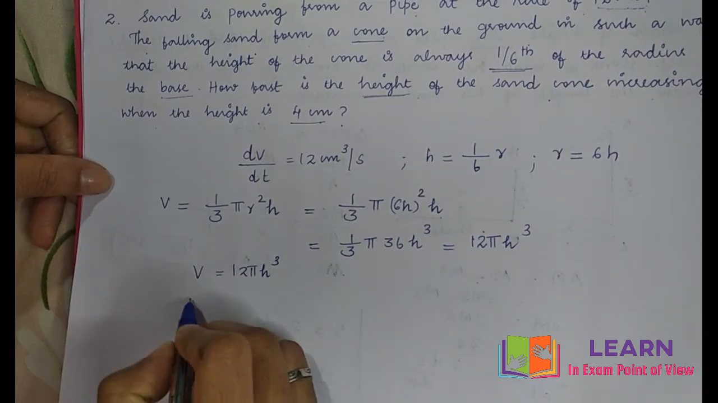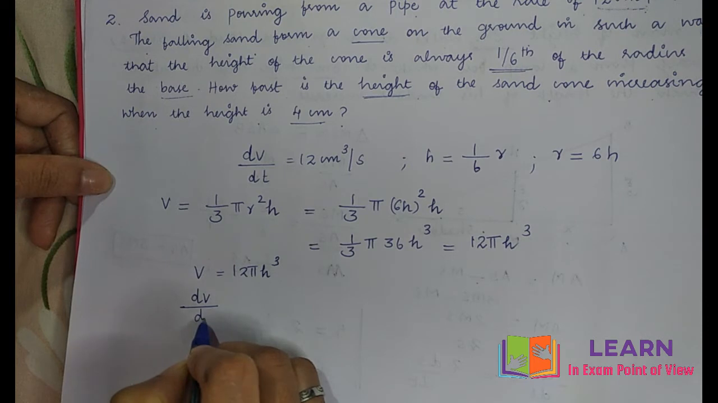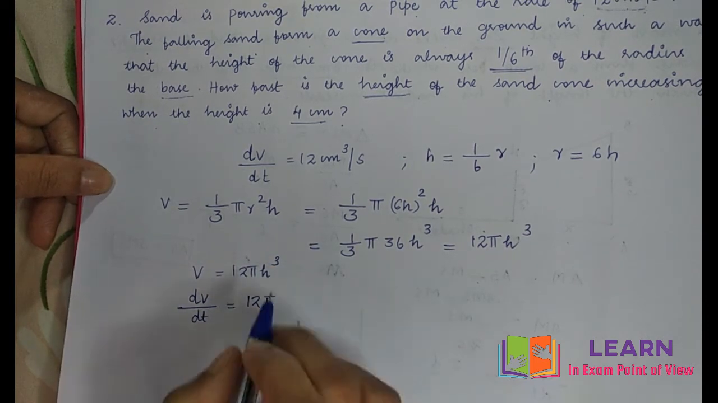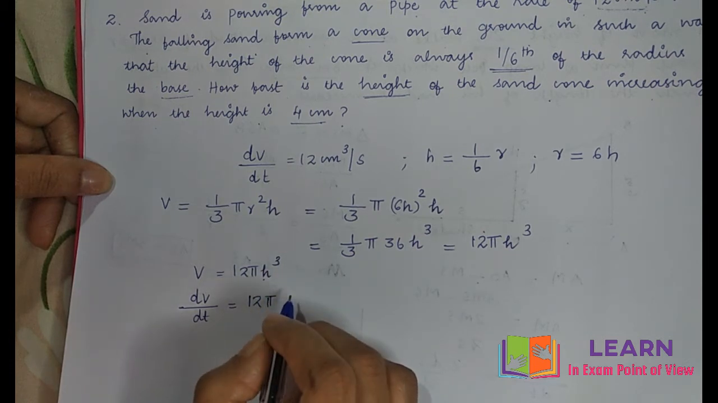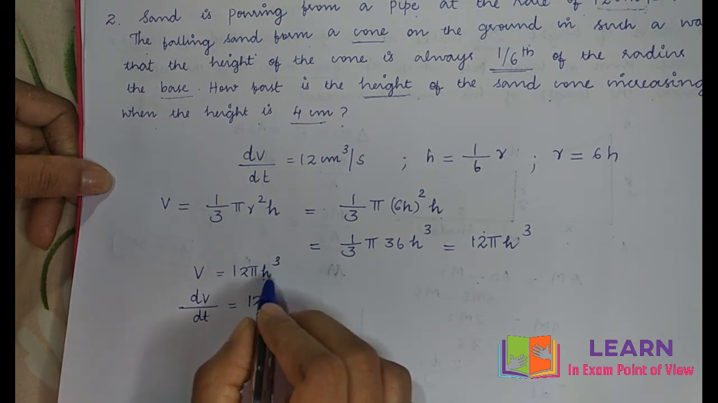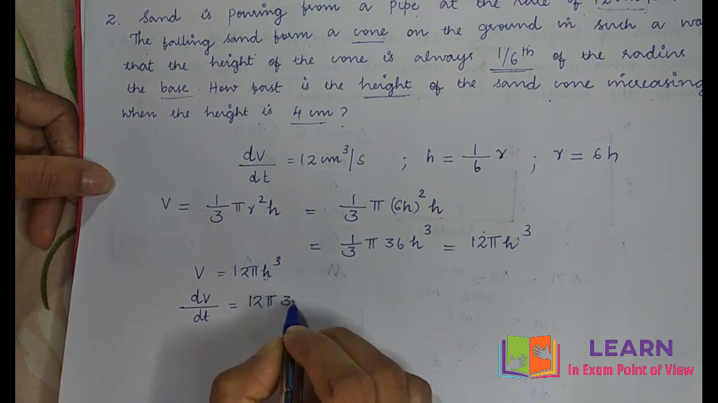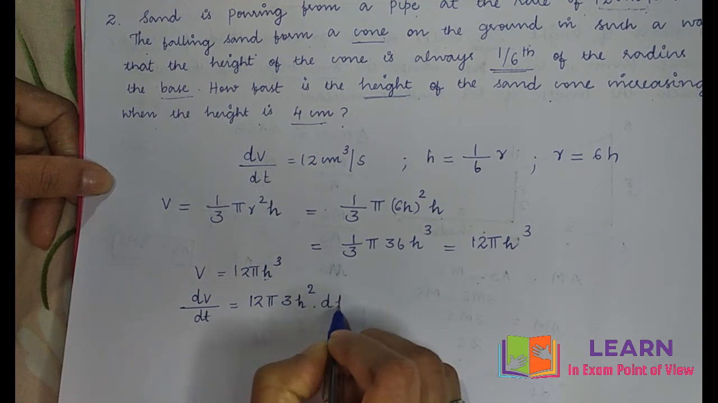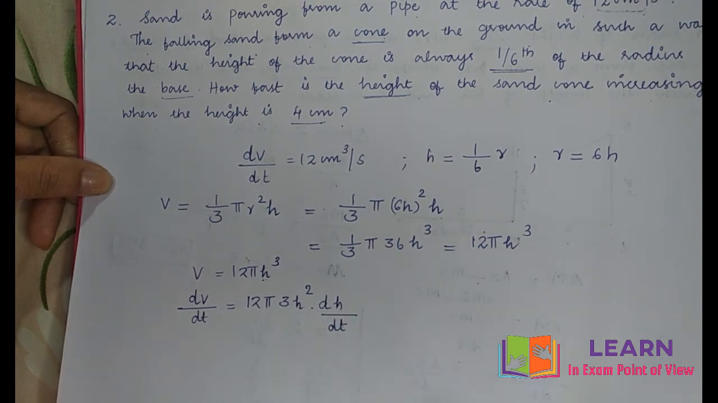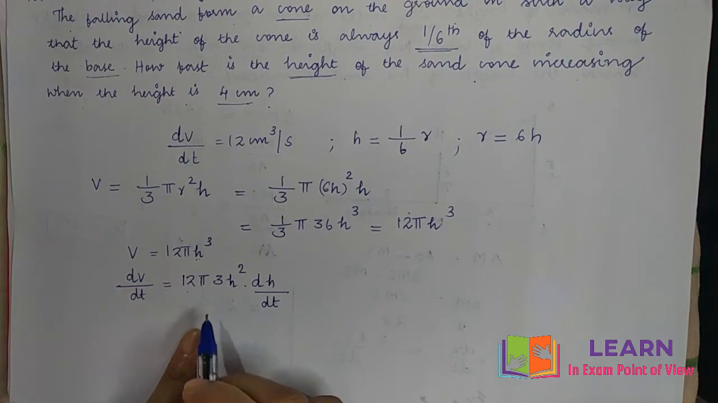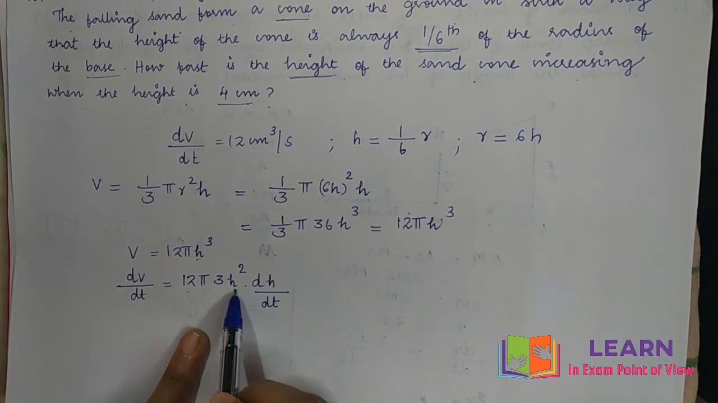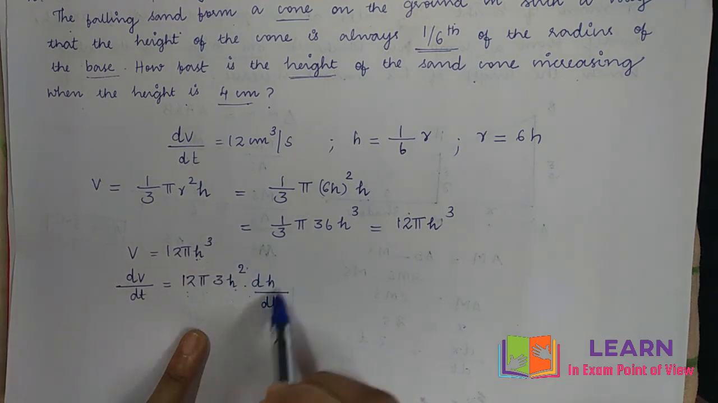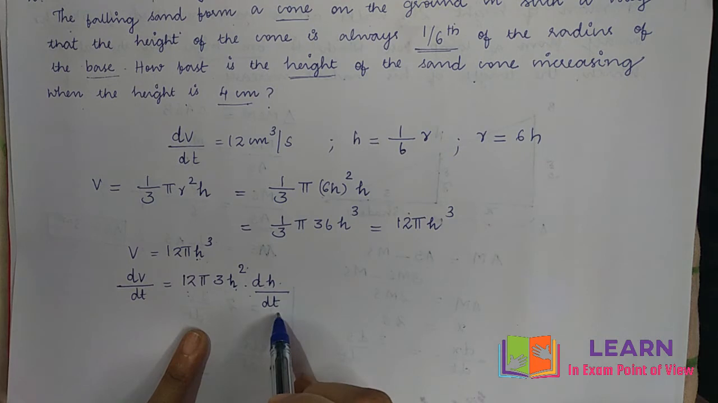Now differentiating this, dV by dt. 12 pi is a constant value, so no need to differentiate it. Here, differentiating h cube, 3h square will come, into again dh by dt. So we got 12 pi times 3h square, differentiating h cube gives 3h square, into again differentiating h, dh by dt.